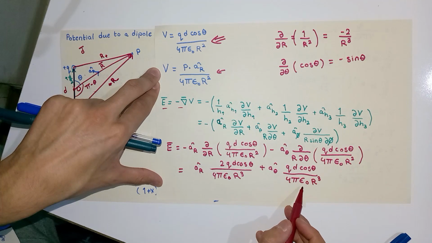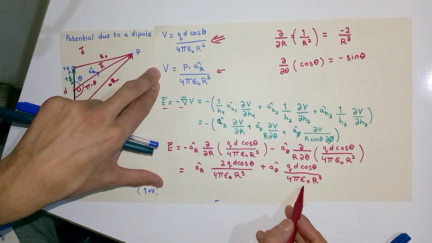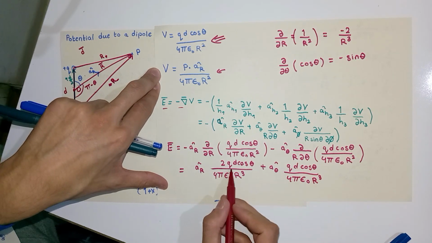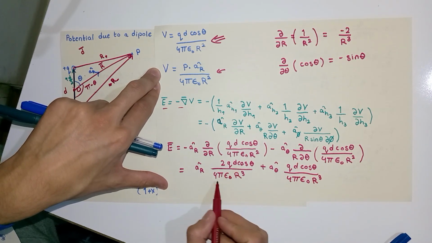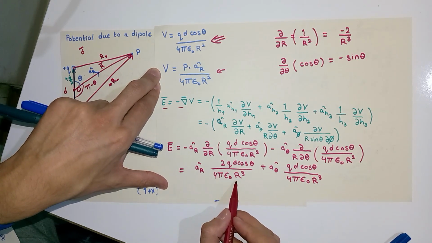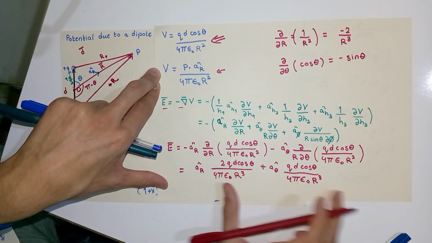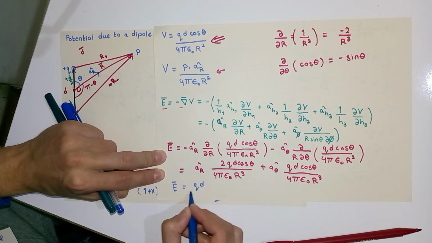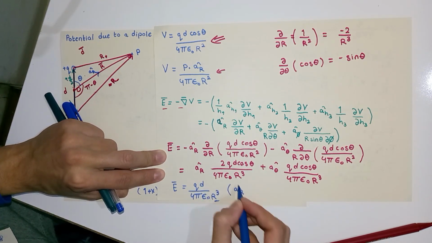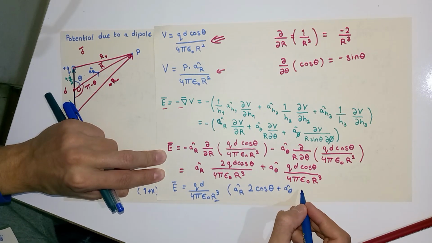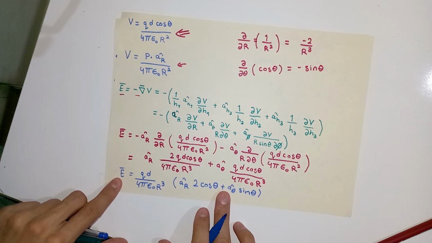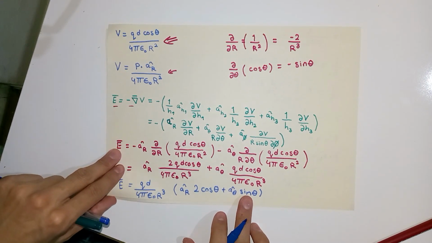This is the final answer, but in order to reach a fancier type of equation, I'm going to take q d over 4 pi epsilon r cubed, these terms, as a common factor from both sides. So the final equation is going to be, and this is the final equation for the electric field due to an electric dipole.